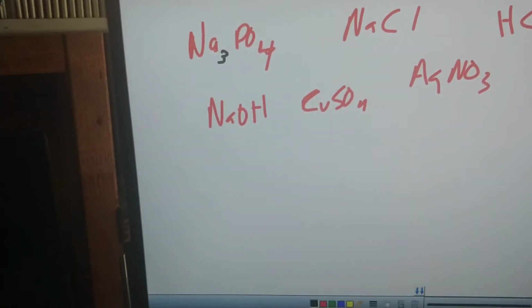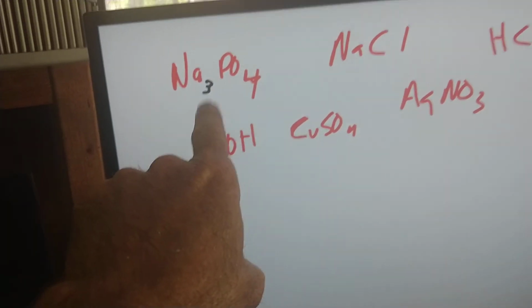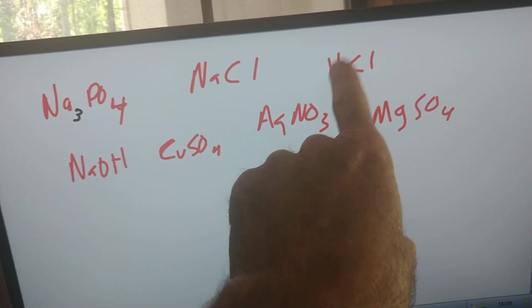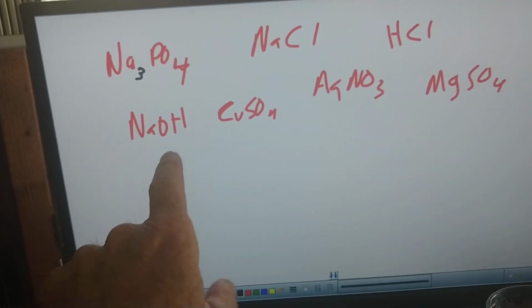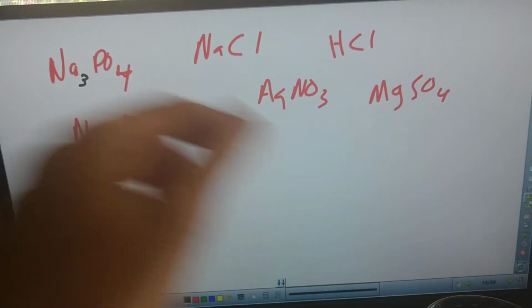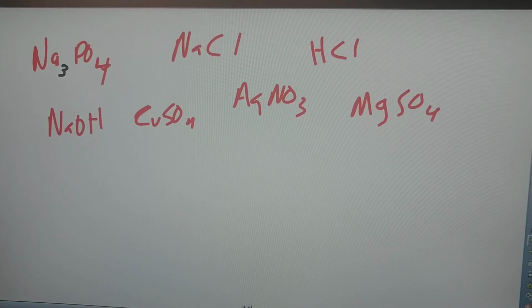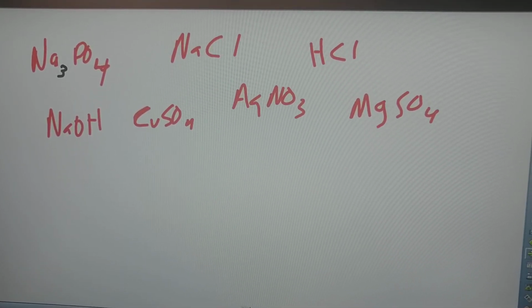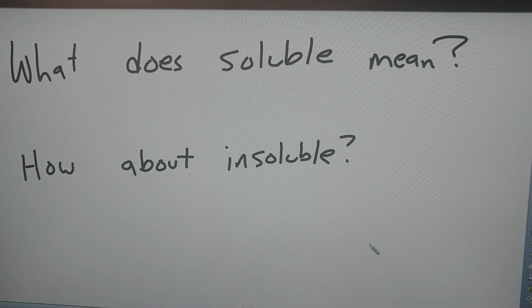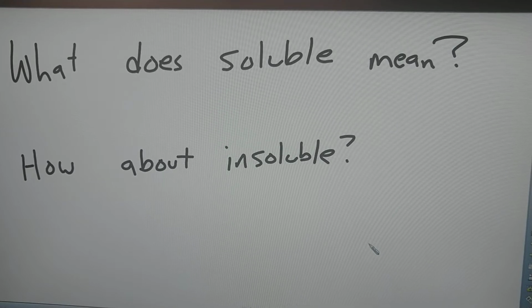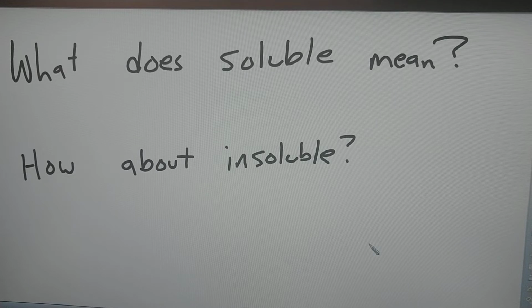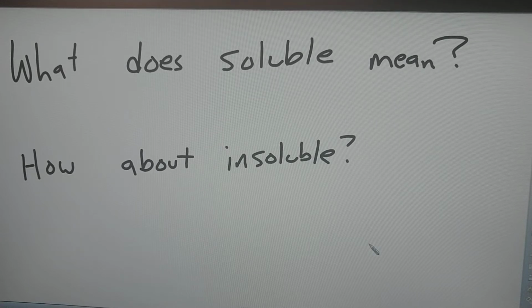I've got some chemicals here to work with. Just to remind you: sodium phosphate, sodium chloride, hydrogen chloride or hydrochloric acid, sodium hydroxide, copper 2 sulfate, silver nitrate, and magnesium sulfate. Now, if we're talking about these things, we would have to say, what does it mean to be soluble? And what does it mean to be insoluble? If you don't remember, I did a video on like dissolves like, and that's on your Google Classroom.